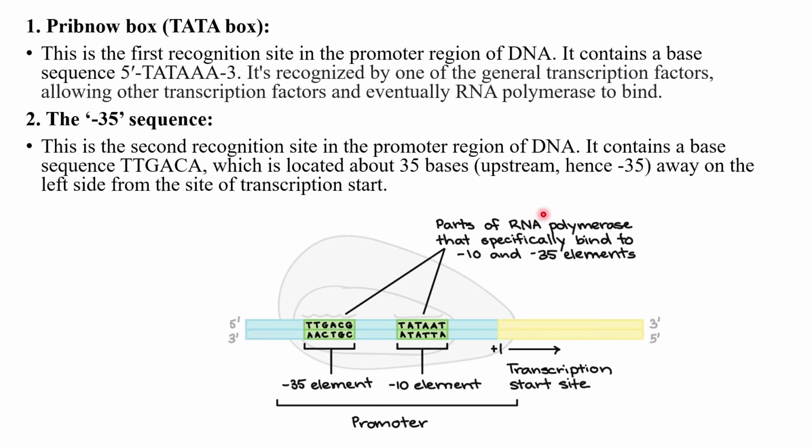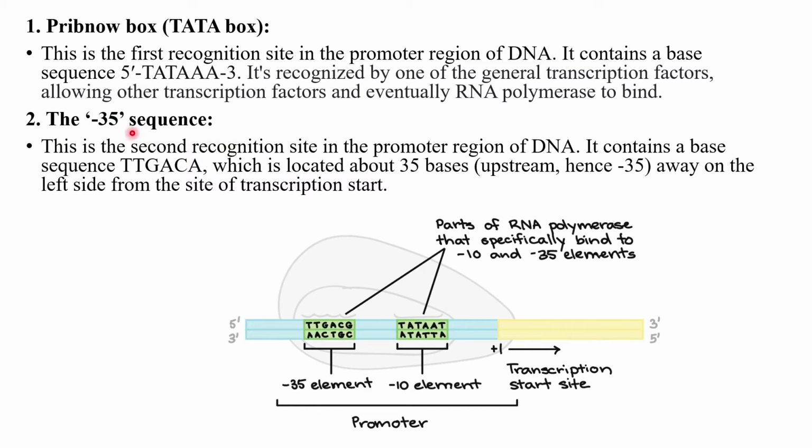Next, the first sequence is the TATA box sequence, the second is the -35 base pair sequence. Now, the TATA box sequence is the first recognizing site in the promoter region of DNA. It contains the base sequence TATAAA in the 5' to 3' direction. It is recognized by one of the general transcription factors, allowing other transcription factors and eventually RNA polymerase to bind.